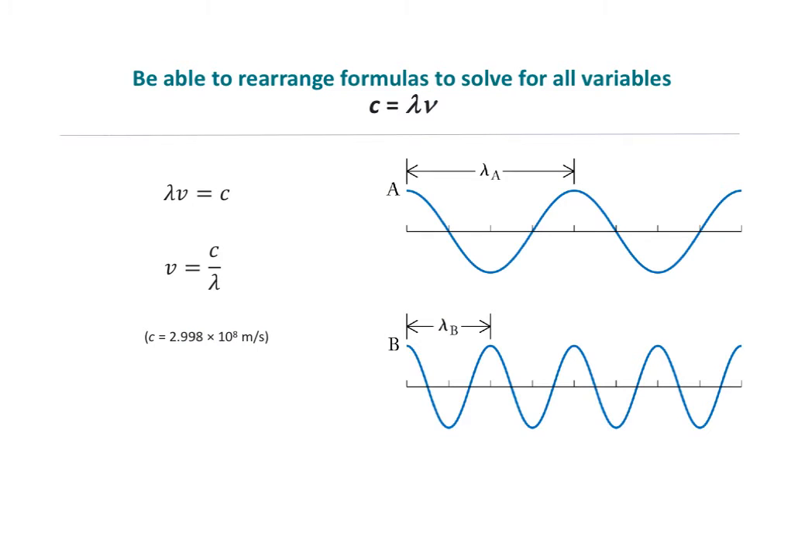Now, as with any formulas in chemistry, you have to be able to rearrange them to solve for any of the variables. So I won't ever ask you to solve for speed of light. That's not a variable, it's a constant. But you need to be able to rearrange that to solve for frequency, and you need to be able to rearrange that to solve for wavelength.